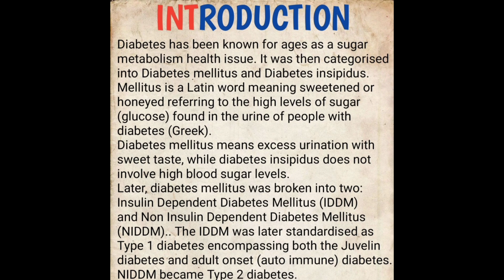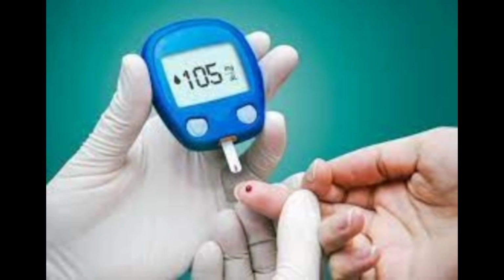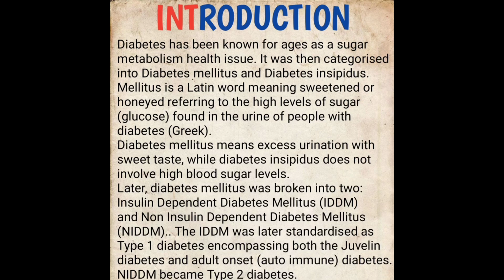The introduction: diabetes has been known for many years as a sugar metabolic health issue. It was then categorized into diabetes mellitus and insipidus. Mellitus is a Latin word meaning sweetened or honeyed, referring to the high levels of sugar found in the urine of people with diabetes.